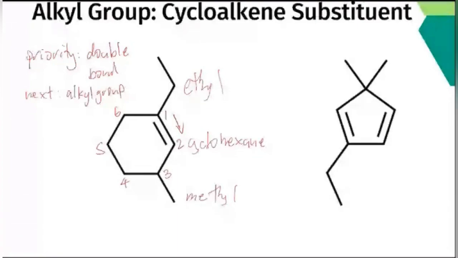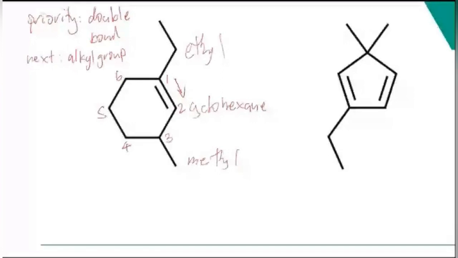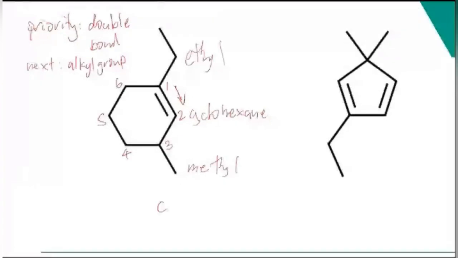We will now write the name of the compound. So this is not cyclohexane, this is cyclohexene. For cyclohexene, we will not write the location of the double bond because it only has one double bond. So we will directly attach the next alkyl group, which is meth.